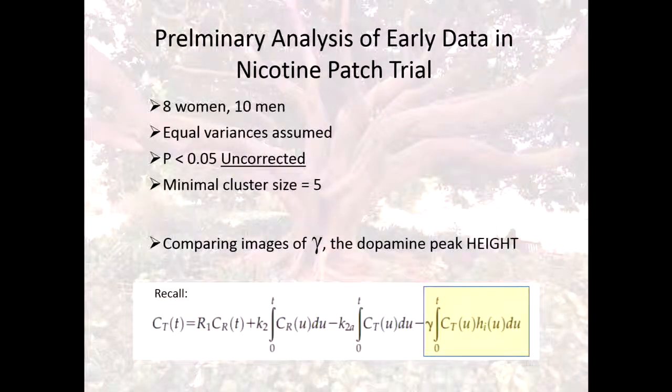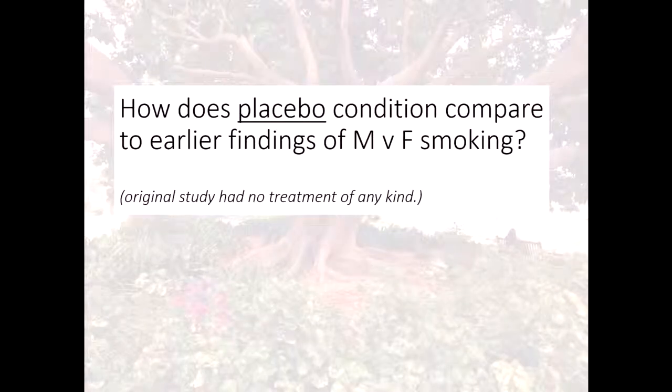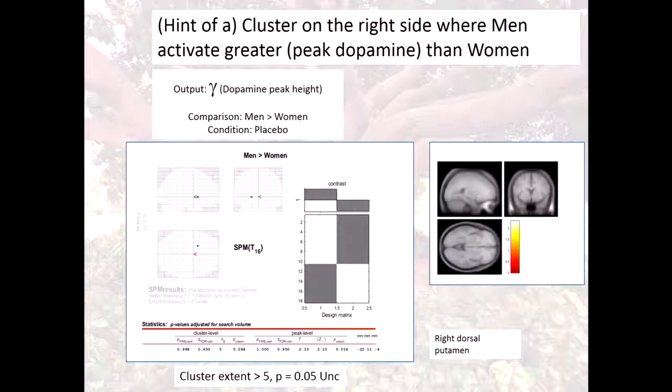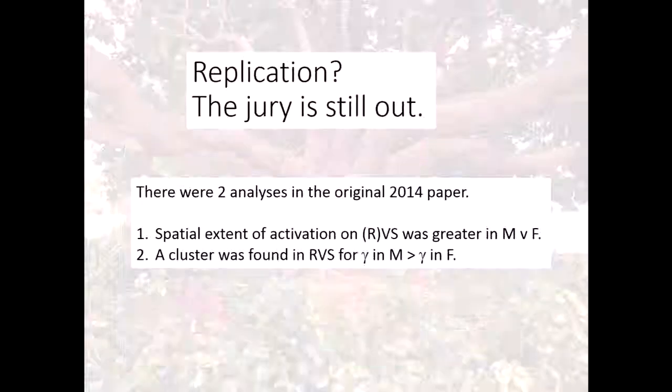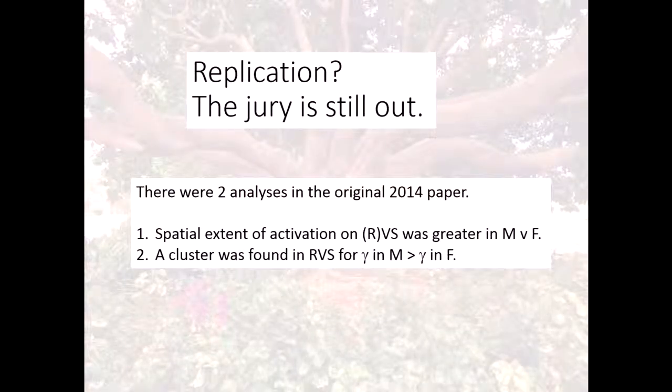All right? This is the model again. I'm going to show you data from 8 women and 10 men, and we're going to compare the magnitude of that dopamine response. First I asked, the placebo condition should look essentially, we hoped, like the first study, which was no treatment at all. So far, I'm not sure it looks exactly the same. It's right dorsal putamen instead of right ventral striatum. With a couple more years and 40 more people, maybe it'll all work out. So I'm not sure we've perfectly replicated, and I'm not sure the placebo condition is the same as the first study.